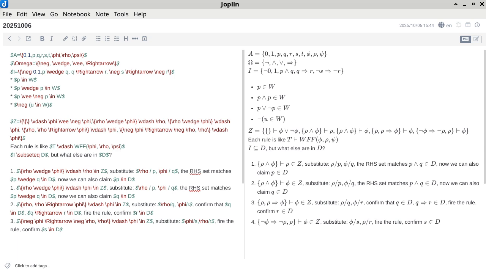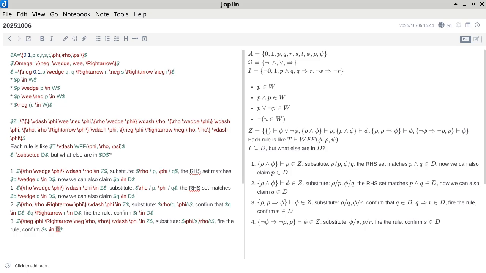This is a well-formed formula. Iota is basically saying I am a subset of W. Everything in iota also has to be well-formed, but these are known to be true. So that means don't derive anything. You don't have to derive. These are given to you. These are true to begin with.